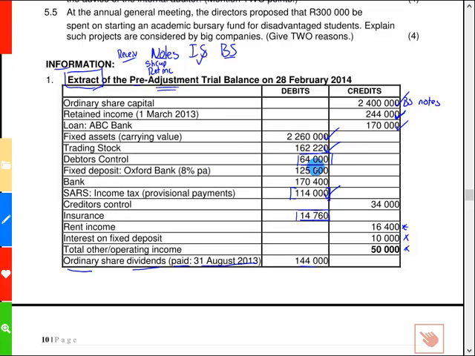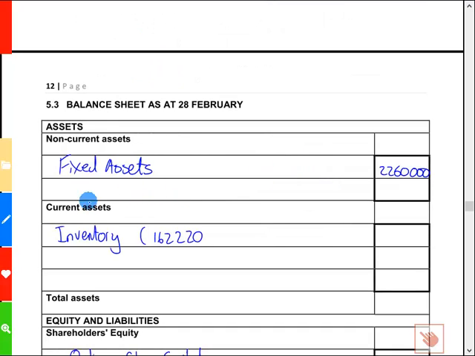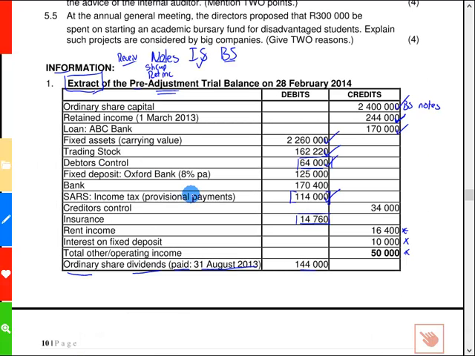Debtors control 64,000. We've dealt with that one. Fixed deposit 125,000. Non-current assets. They don't tell us anything, so we assume the whole thing is a non-current financial asset, and that is going to be 125,000 rand.